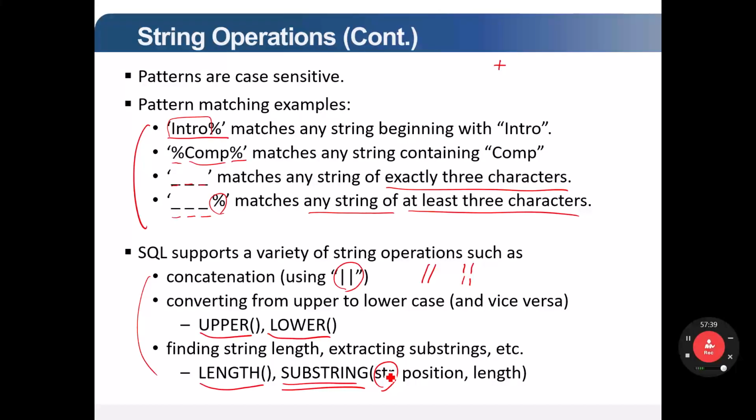So this is the input string, and if the position is 0 and length is 3, then the first 3 characters will be returned. If the position is 2 and length is 2, then 0, 1, 2. From the third character, the third and fourth characters will be retrieved by the substring function.